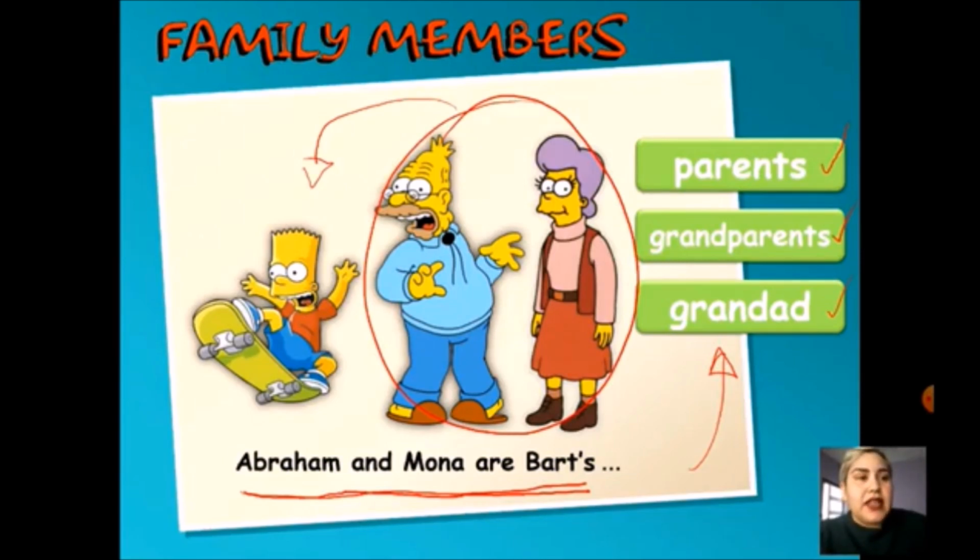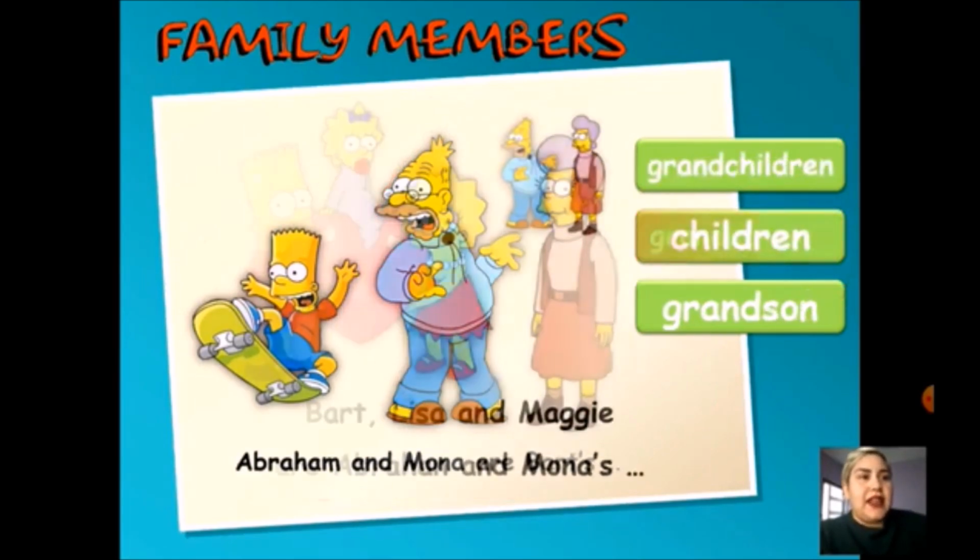Okay, let me tell you the answer. The correct answer is grandparents. Abraham and Mona are Bart's grandparents. That's the correct answer. Okay, you understand the game? Yes? Okay, let's move on to the next slide.